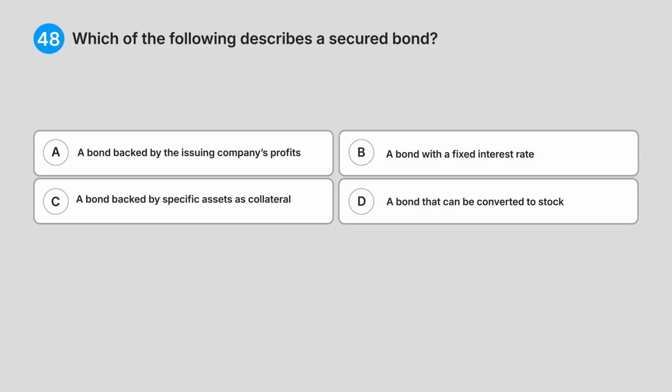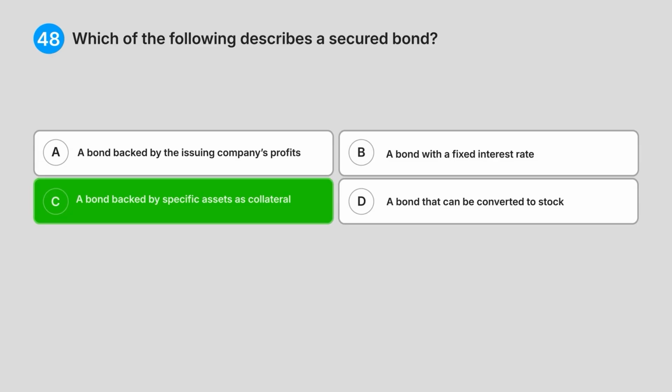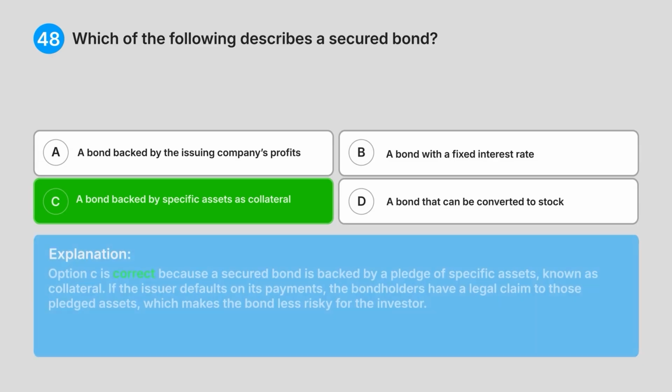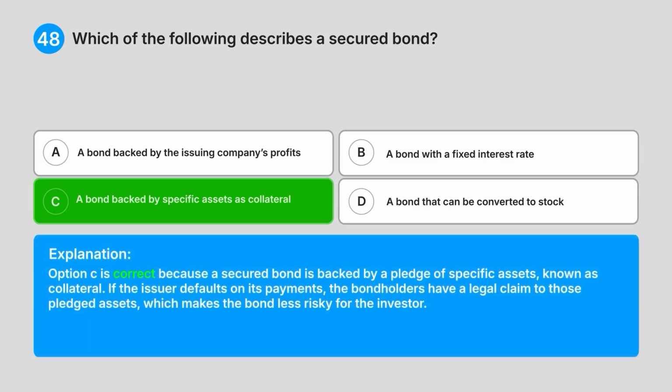Correct answer, C. A bond backed by specific assets as collateral. Explanation: Option C is correct because a secured bond is backed by a pledge of specific assets, known as collateral. If the issuer defaults on its payments, the bondholders have a legal claim to those pledged assets, which makes the bond less risky for the investor.